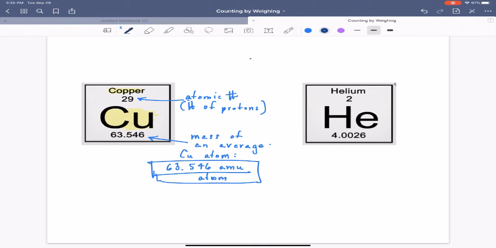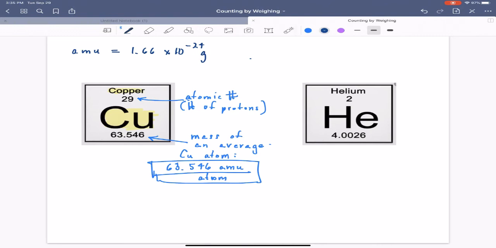An AMU, atomic mass unit, is a mass unit that is equal to 1.66 times 10 to the negative 24 grams. Really small. Why do we use something that small? Because protons, neutrons, and electrons aren't very massive. And so we pick a unit to measure mass that is appropriate to their size.